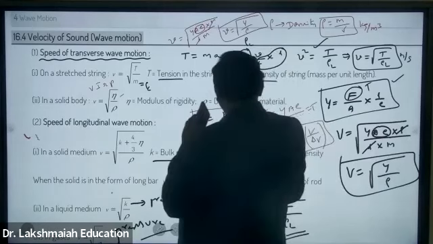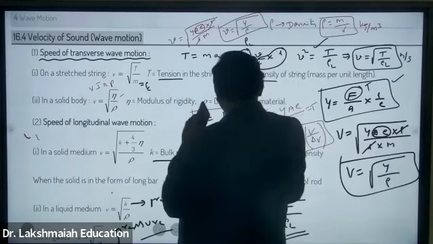So next one is Y by rho, Young's modulus. In terms of Young's modulus, V is equal to root over Y by rho. See, very, very important.